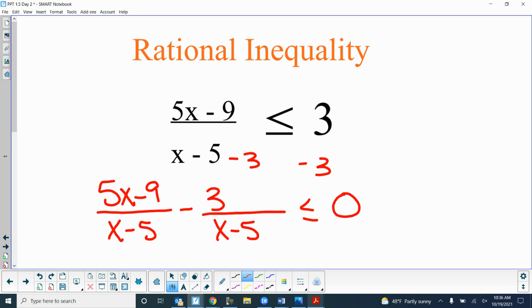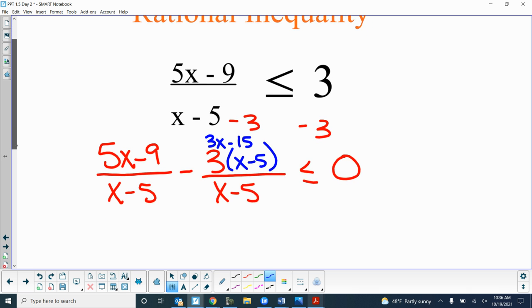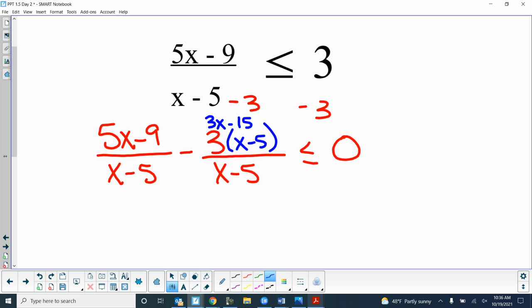Now, what happens to that 3? What do I have to do to it? I got to multiply by that x minus 5, right? Remember that? Because it was 3 over 1, so I multiplied 1 by x minus 5, so I got to multiply the top, the 3, by x minus 5. Okay? So when I distribute, I get 3x minus 15. So my goal is to get it to be a single fraction on the left and 0 on the right.